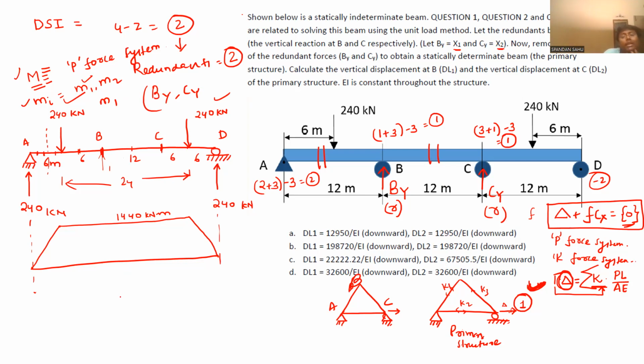Now what can you write? If you are applying this 1 unit load and the beam deflects like this, against this 1 unit load there will be some displacement, deflection delta. So what you can write? 1 into delta. And what is 1 into delta? It is work done. This will be the external work done.